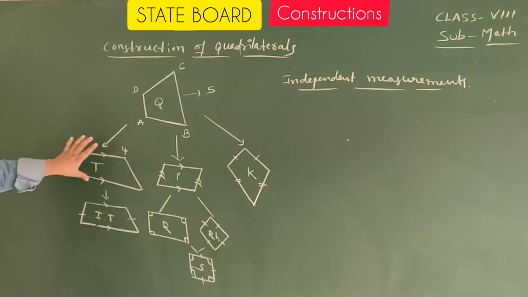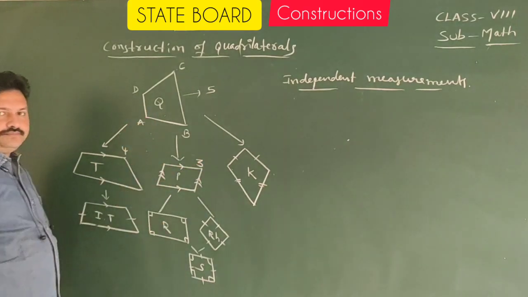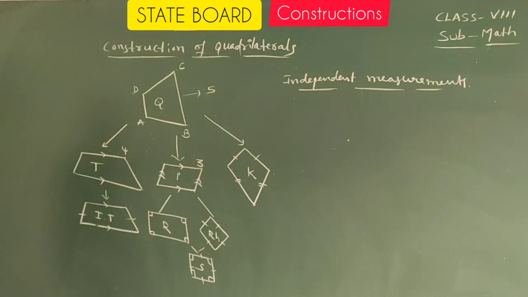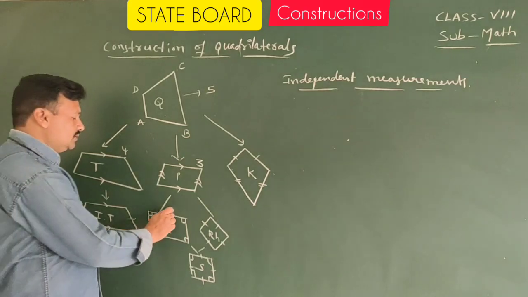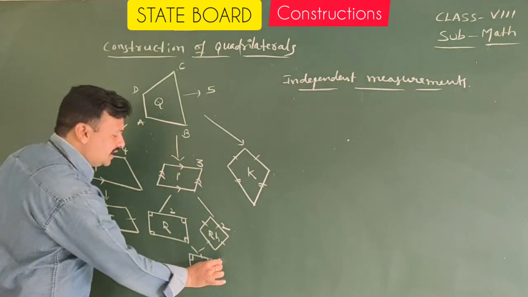With the help of parallel lines, we can draw the trapezium. Next, 2 pairs. That's why here 3 measurements are enough for the construction of a parallelogram. For the construction of rectangle, 2 enough. For the construction of square, 1 enough.